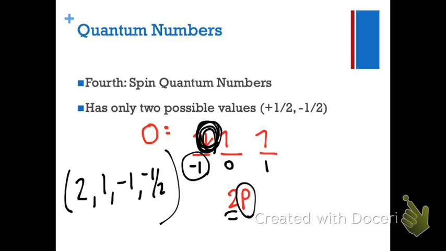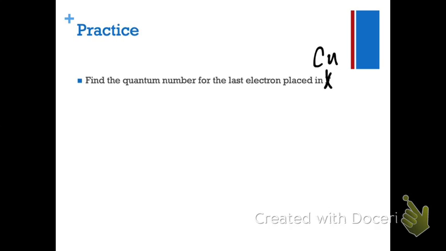Okay, find the quantum number for the last electron placed in copper. So copper is 3d9. The easiest way to do it is to draw it out in orbital notation. We want to draw those arrows and see it. So 3d has how many electrons? 10, which means 5 versions of the 3d orbital.